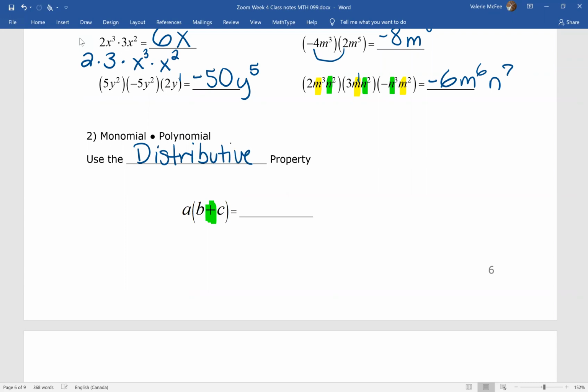The distributive property says if there's adding and subtracting inside the brackets and you cannot simplify it any further, you need to distribute that A to every term inside the brackets. And so we have A times B plus A times C.